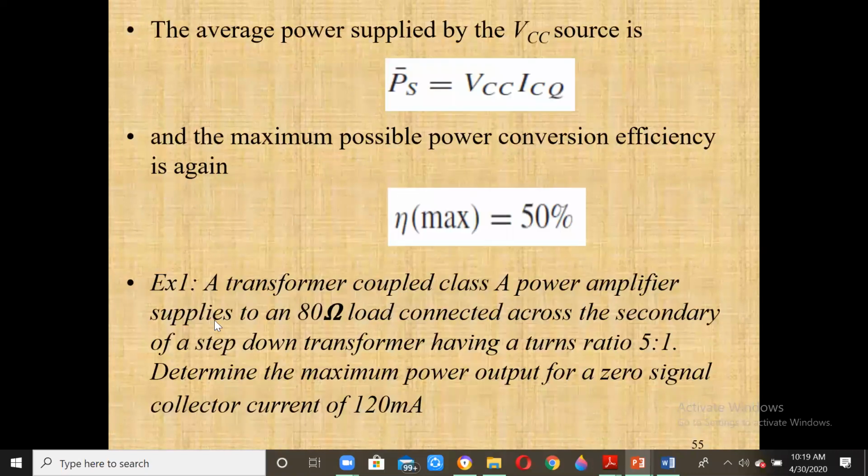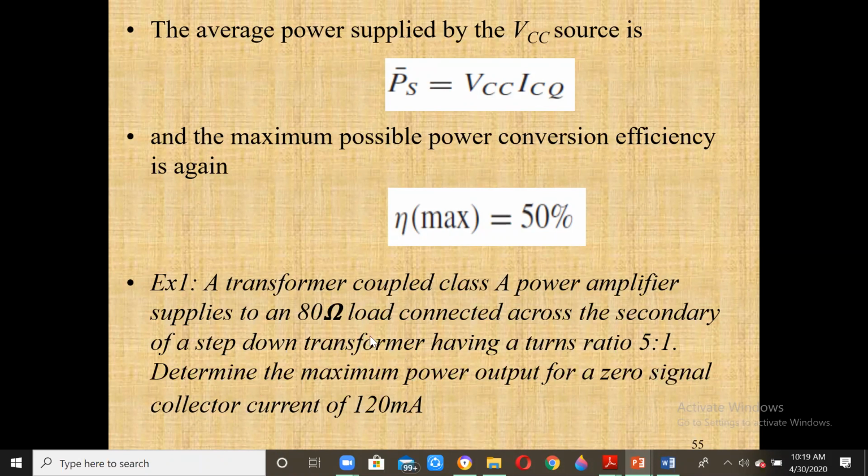Now let us take an example here. A transformer coupled class A power amplifier supplies to an 80 ohms load. So RL is given as 80 ohms connected across the secondary. Connected across the secondary just means RL is equal to 80 ohms, of a step down transformer having a turns ratio of 5:1. Determine the maximum power output for the zero signal collector current of 120 milliamp.